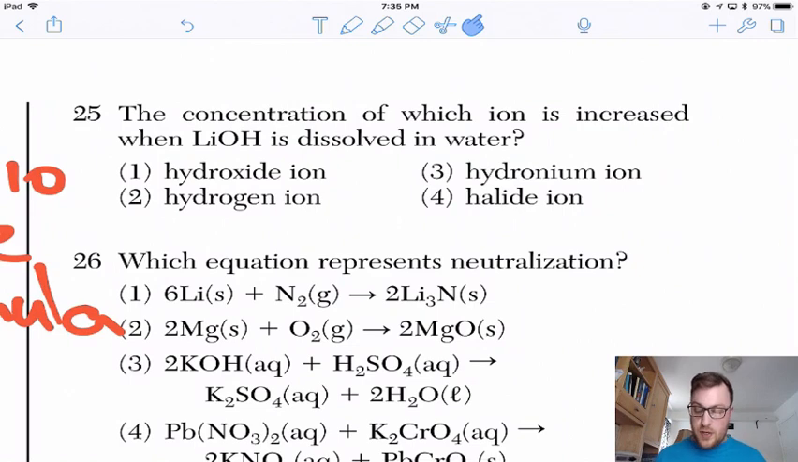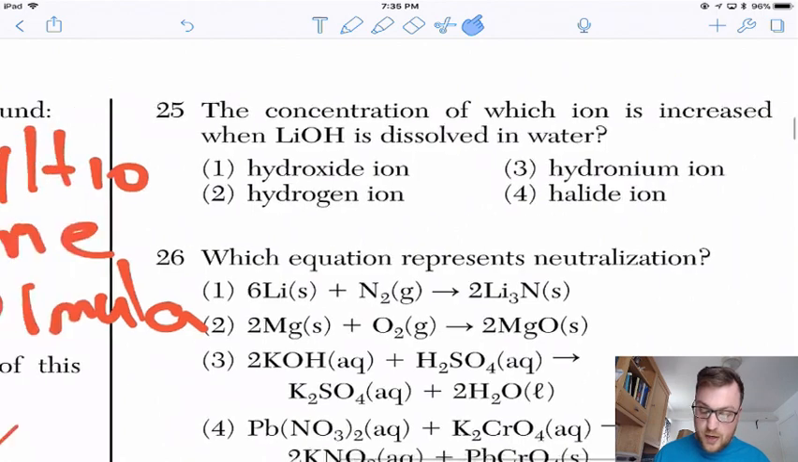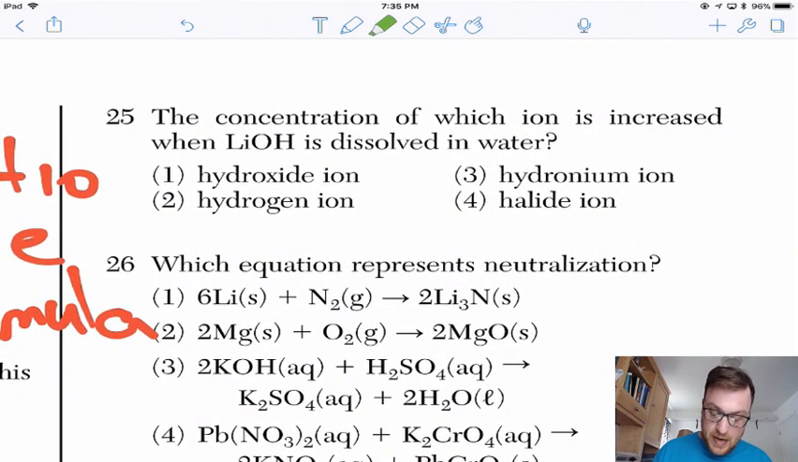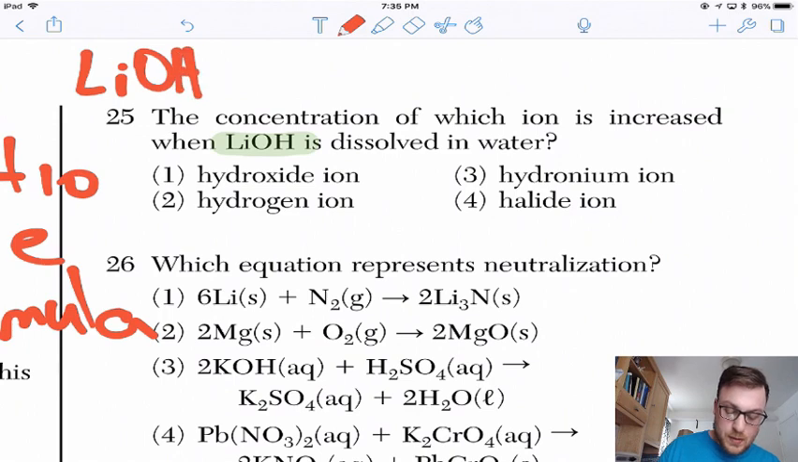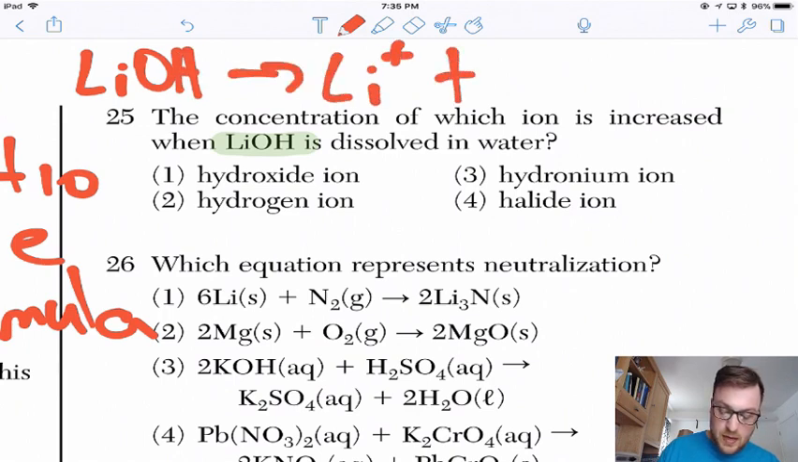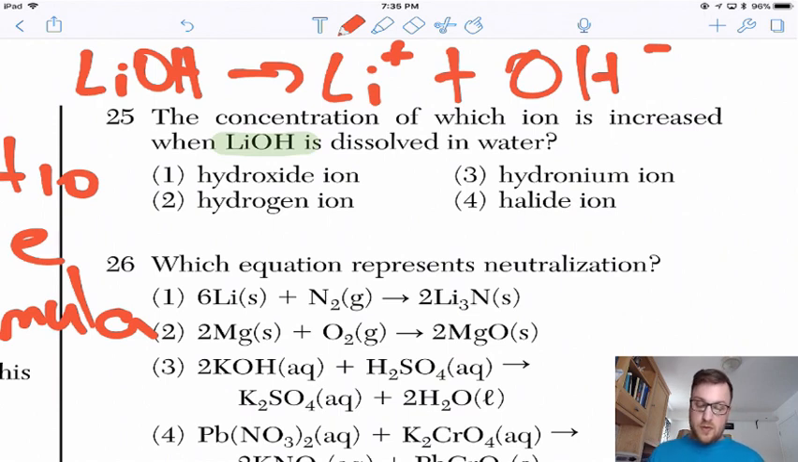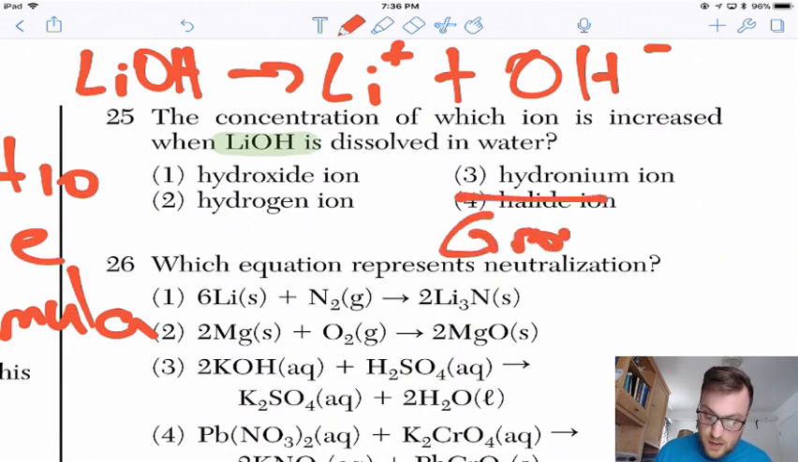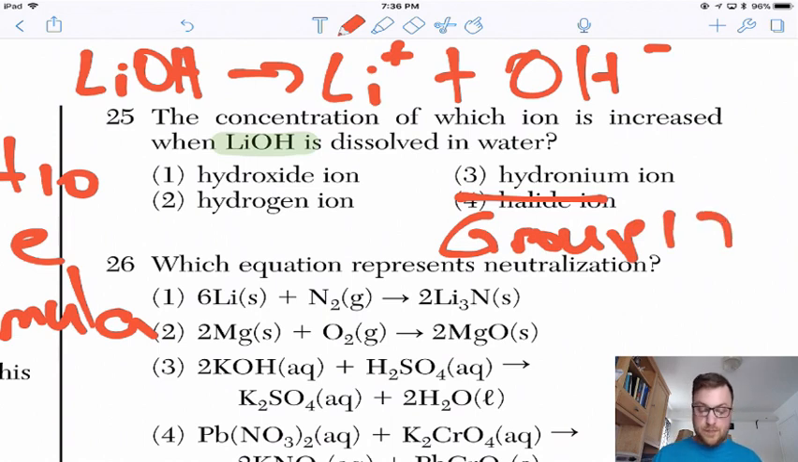The concentration of which ion is increased when LiOH is dissolved in water? So, LiOH is a base. We know it's a base because it has hydroxide ions. So when you put LiOH in water, it's going to dissolve into lithiums and hydroxides. Now, look at your answers. We need to at least go through some process of elimination here to try to determine what the right answer could be. Halides are group 17. There's nothing from group 17 in this question.